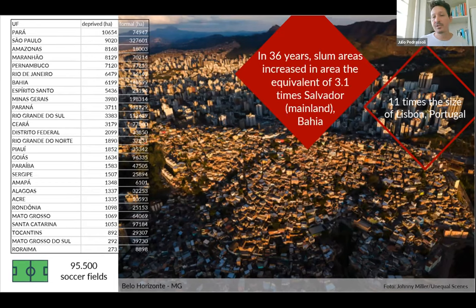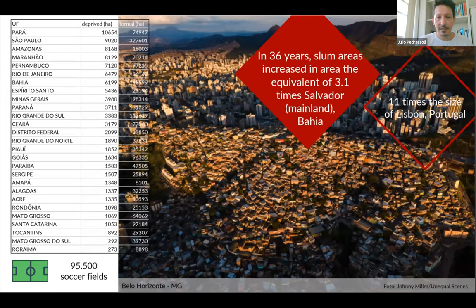And what calls our attention in this, for example, is that the state of Pará grew four times less in formal areas than São Paulo. So it's kind of a huge number. Many other states in the north and northeast of Brazil tend to follow the same path as Pará and Amazonas in the time series. And in short, the private areas in Brazil have grown by the equivalent of 95,000 soccer fields, or like 11 times the size of the city of Lisbon in Portugal, in 36 years.